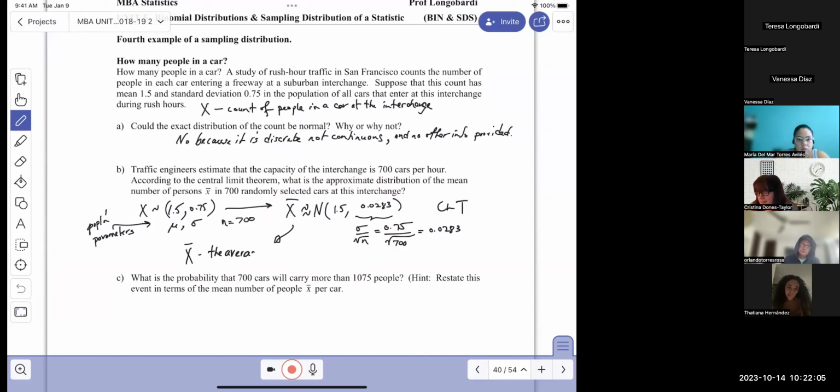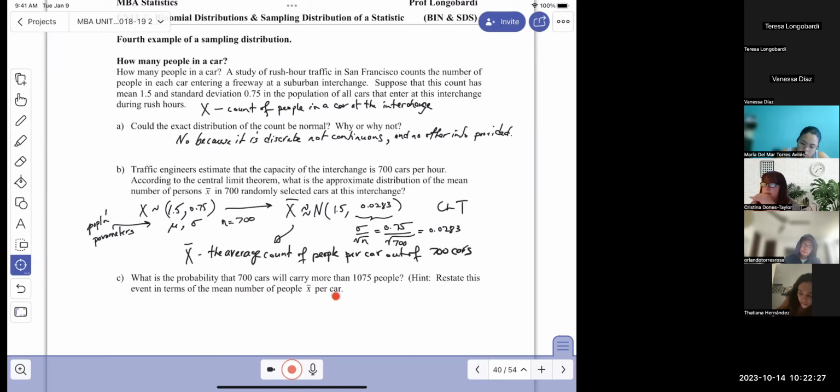So if it helps you, always write it out, spell it out for yourself. This is the average count of people per car out of 700 cars. So that's what we have information on. But this question is asking you for the total of all the cars. I can only find out the answer for per car. But I'll sort it out later.